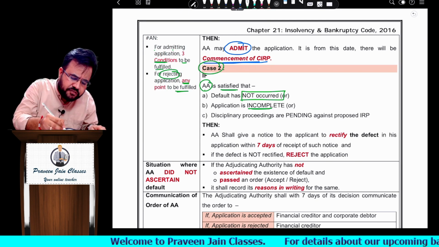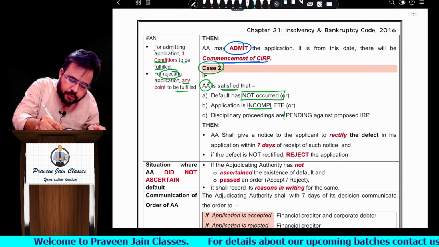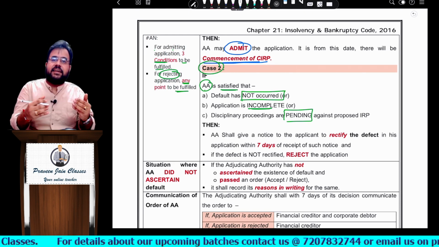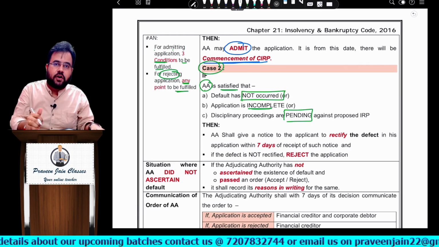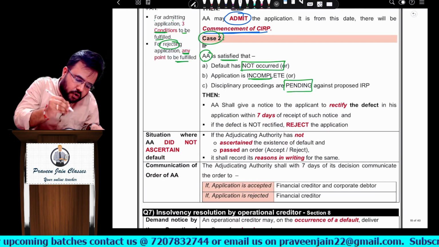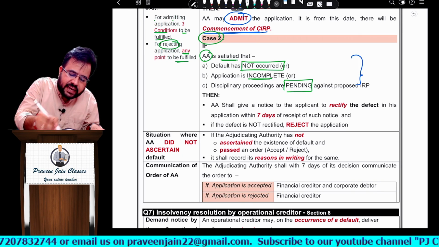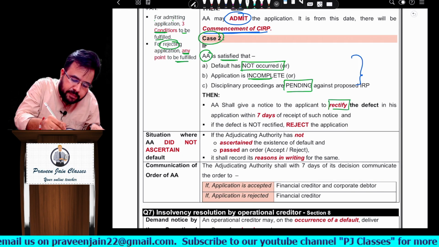So we will reject, sir. Or disciplinary proceedings are pending, sir. Also. But don't you think before rejecting it, sir, we should give a time limit for correction or not, sir? Yes. Hence what they are saying, sir, if any of these 3 things are happening, you please don't directly reject, you please give a time limit for rectifying, sir.